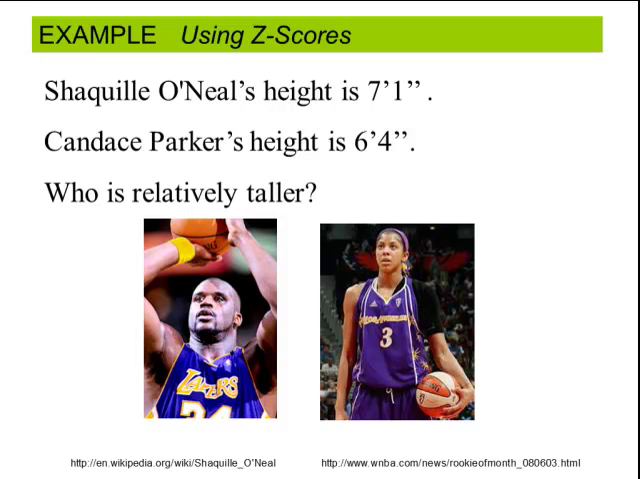Shaquille O'Neal's height is 7'1". Candace Parker's height is 6'4". Who is relatively taller? Because the females have a different mean and a different standard deviation, we have to find the z-score of both of these, and whoever has the largest z-score will be relatively taller.